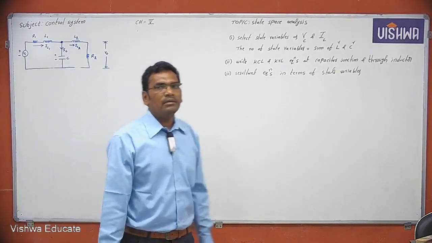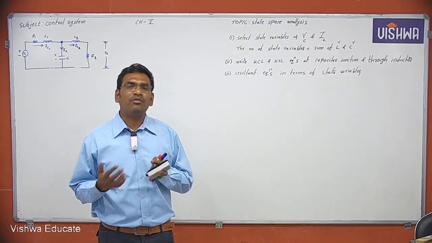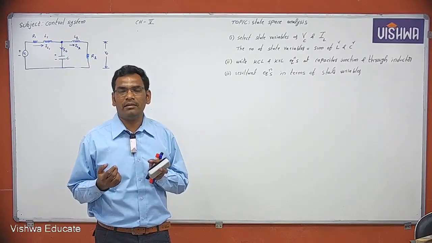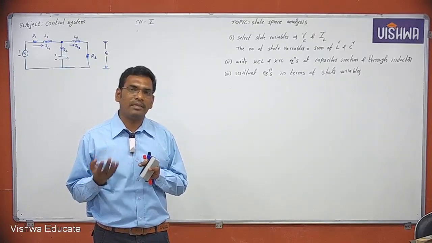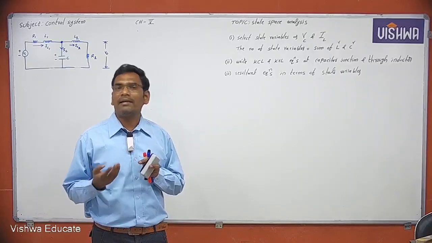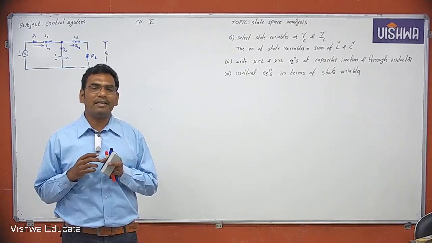Okay, students, now in the state space analysis, we have just seen how to find the state equation and output equation from different models. From the block diagram, from the signal flow graph, from the transfer function, and from the differential equation, which we already covered, right?